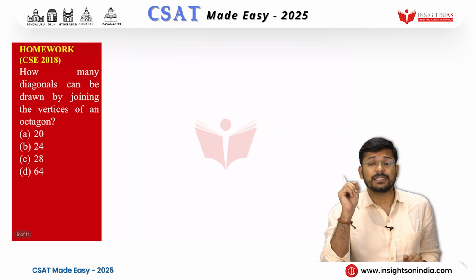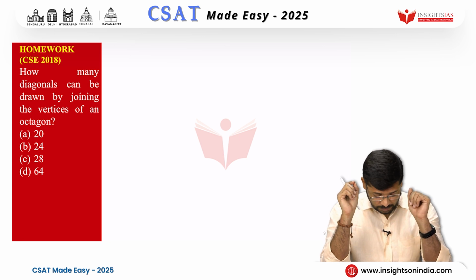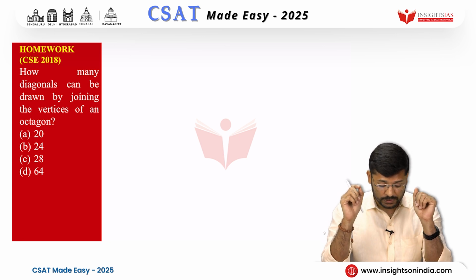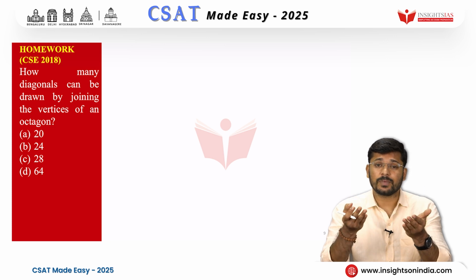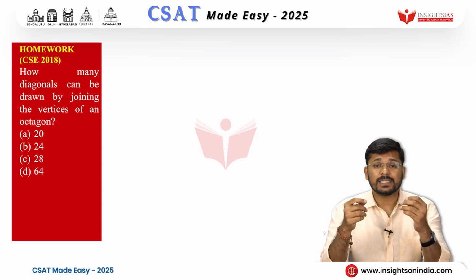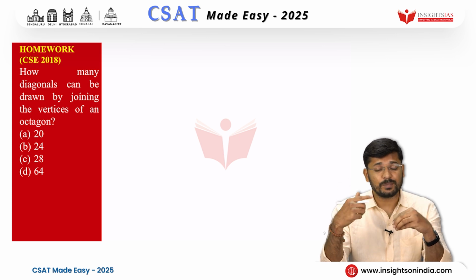This question was asked in the 2018 paper. How many diagonals can be drawn using the vertices of an octagon? It is a very direct question. Use the formula and you will get the answer. Do answer this one and leave your answers in the comment section. We shall discuss the solution to this question in the next class.